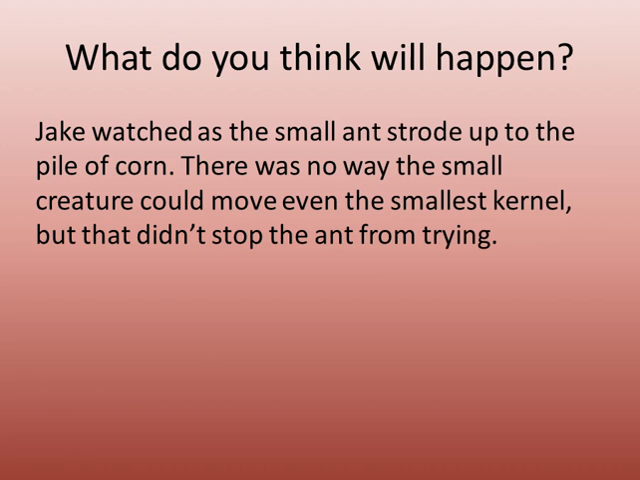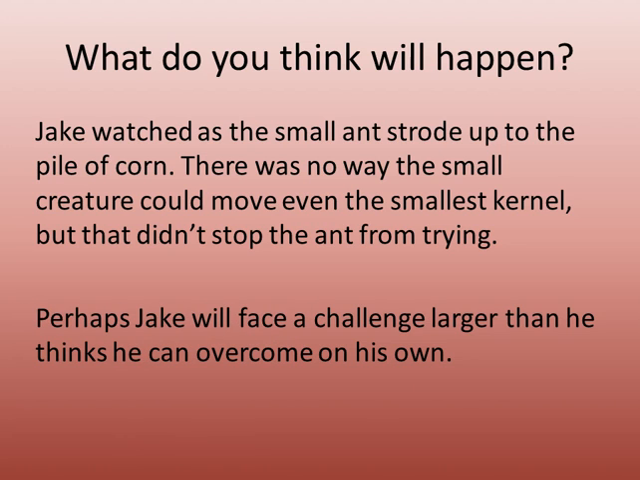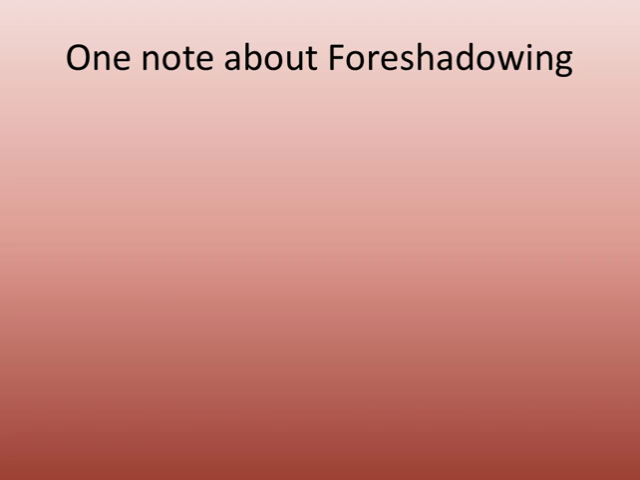All right, let's take another paragraph here. Jake watched as the small ant strode up to the pile of corn. There was no way the small creature could move even the smallest kernel, but that didn't stop the ant from trying. All right, so there's an example of a paragraph of Jake watching these ants. Perhaps Jake is going to face a larger challenge than he thinks he can overcome on his own, and just see if he's going to keep trying even though failure is imminent. So that's a way that foreshadowing can come into play with a story. It can be very subtle, but it definitely hints at things to come.